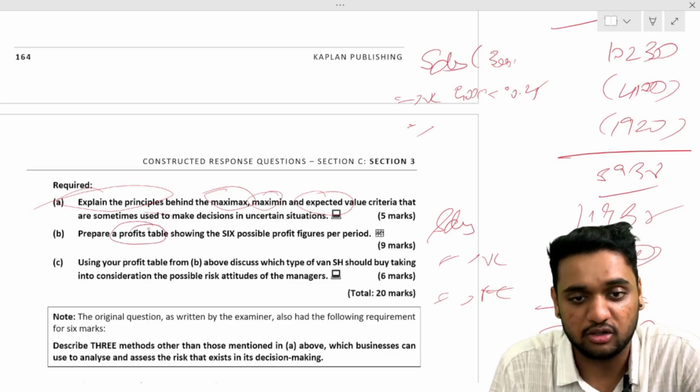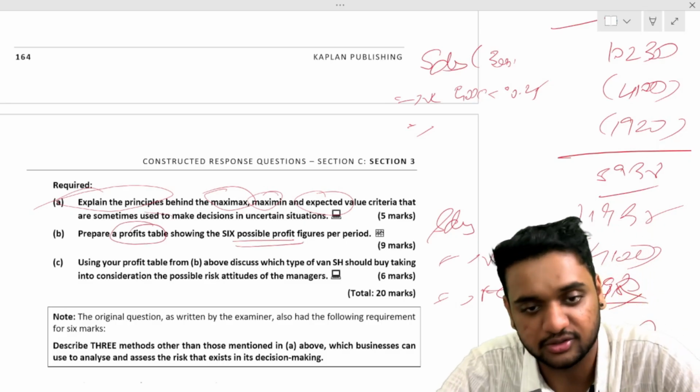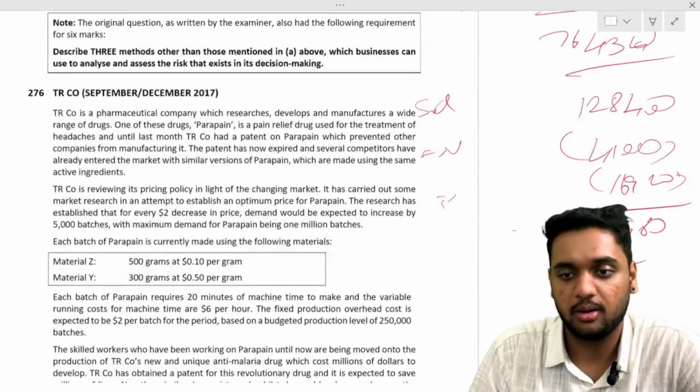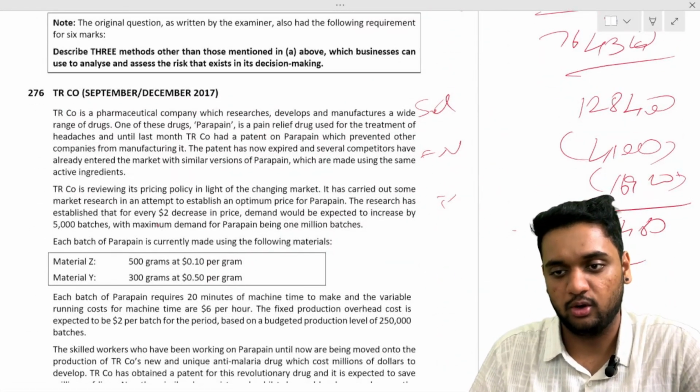Prepare a profit table showing 6 possible profit figures. A profit table is nothing but your payoff table. Wait, I will do it and then I'll give you time to do it.